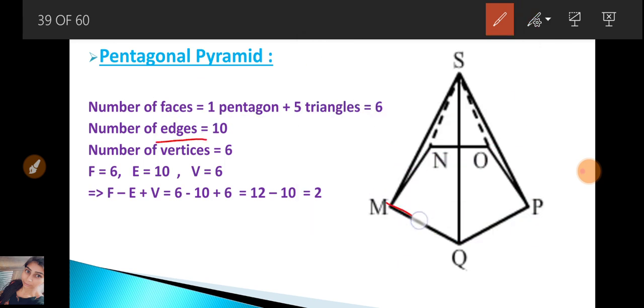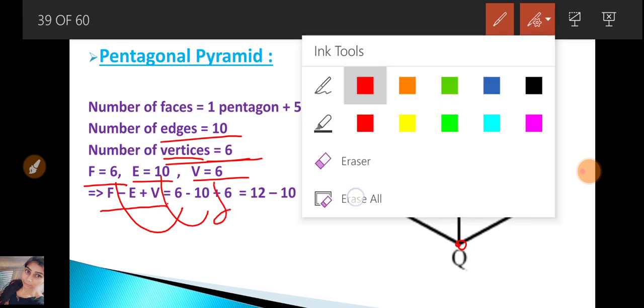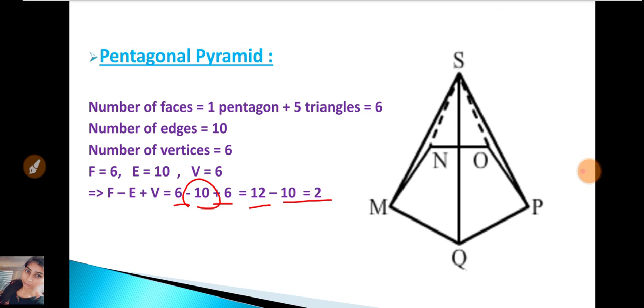So the next one, edges. So 1 2 3 4 5. Now just see, from this one side 6, from this one side 7, from this one side 8, from this one side 9, and from this one side 10. So total 10 edges are there. The next one is vertices. So 1 2 3 4 5. These are the 5 vertices of the pentagon, and one at the top, that is the apex. 6 vertices. That means my F is 6, my E is 10, and my V is 6. So F minus E plus V will be equal to 6 minus 10 plus 6. 6 plus 6 is 12. 12 minus 10 is 2. So that means for pentagonal pyramid also my Euler's formula is verified.